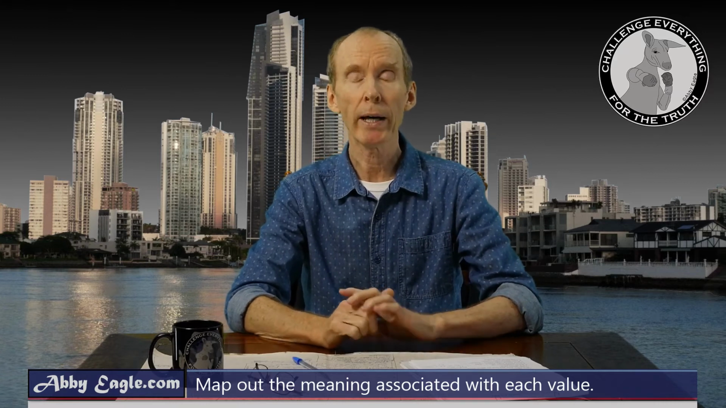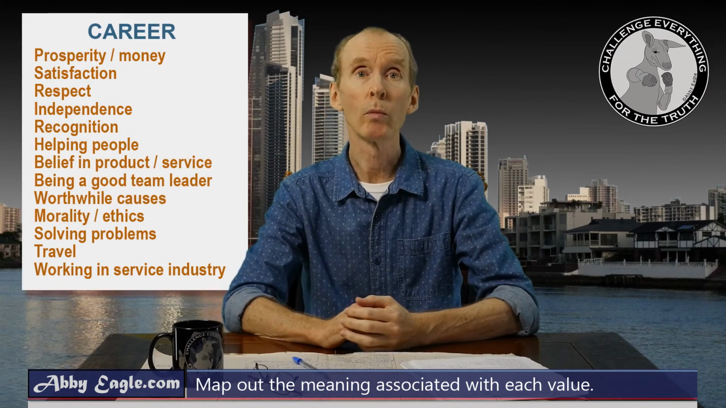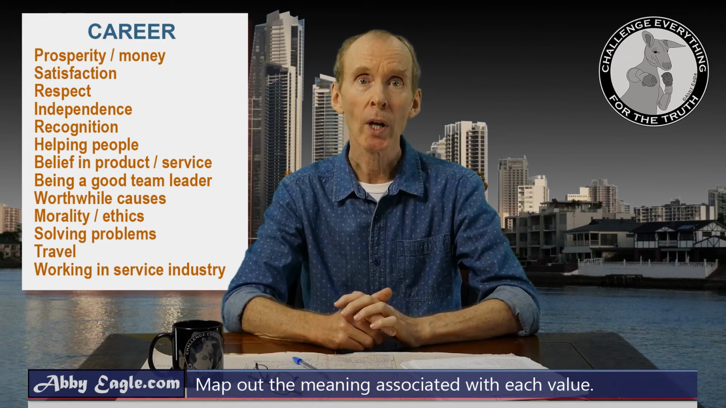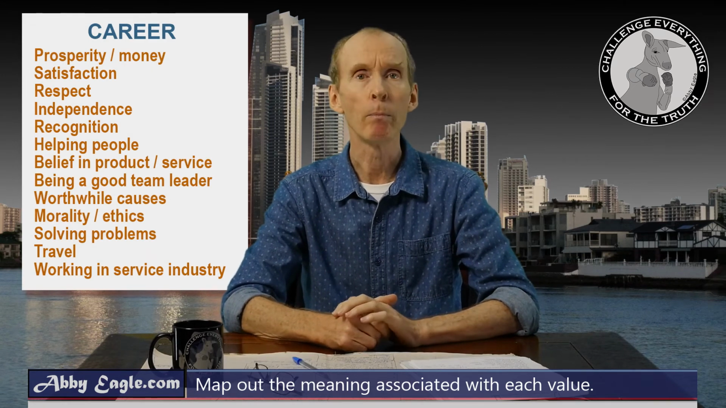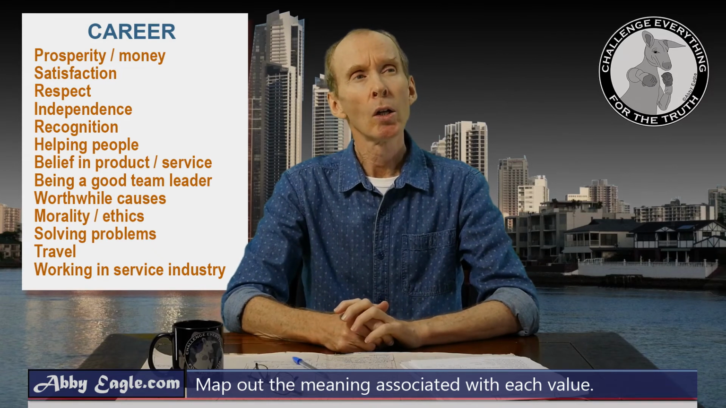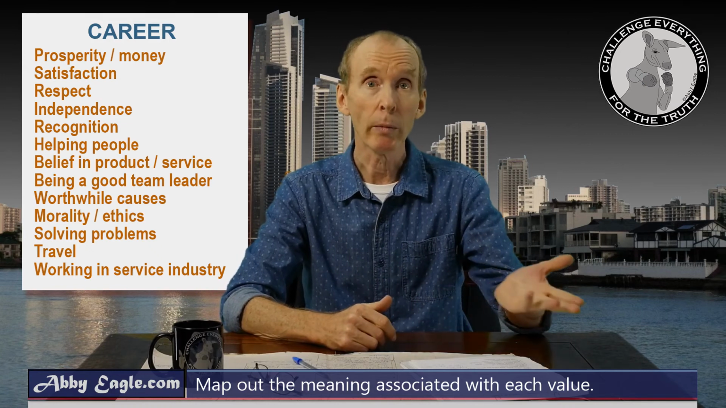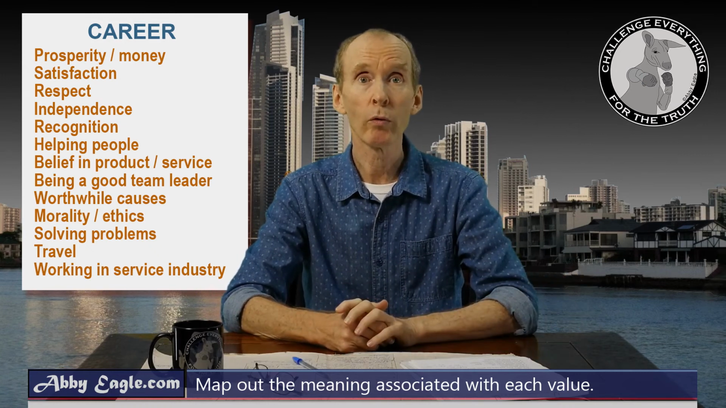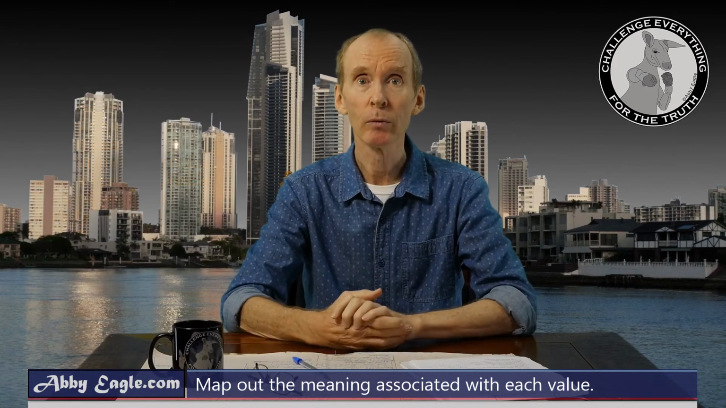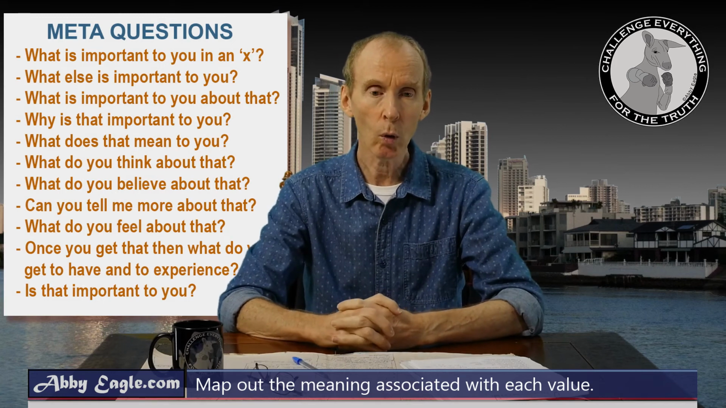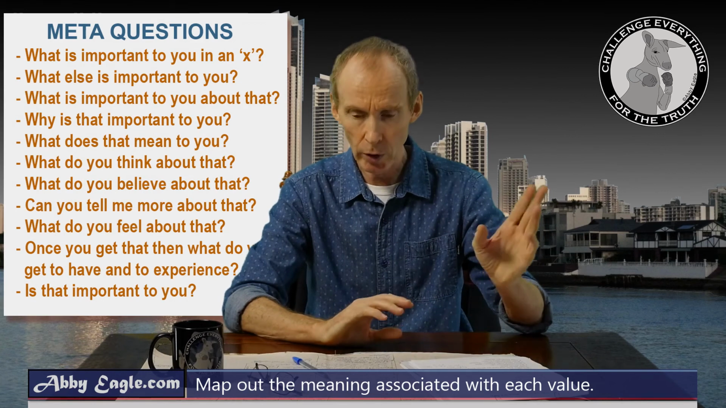So, looking back at the previous values hierarchy, we might ask our client, what would prosperity and money mean to you? And the client might answer, freedom. So we could ask, and what would freedom mean to you? Or we could ask, what would freedom allow you to have and to get? Or what would freedom allow you to do? Or how would freedom change you for who you are, your I am statement? So they're the verbs to be, to do, to have.